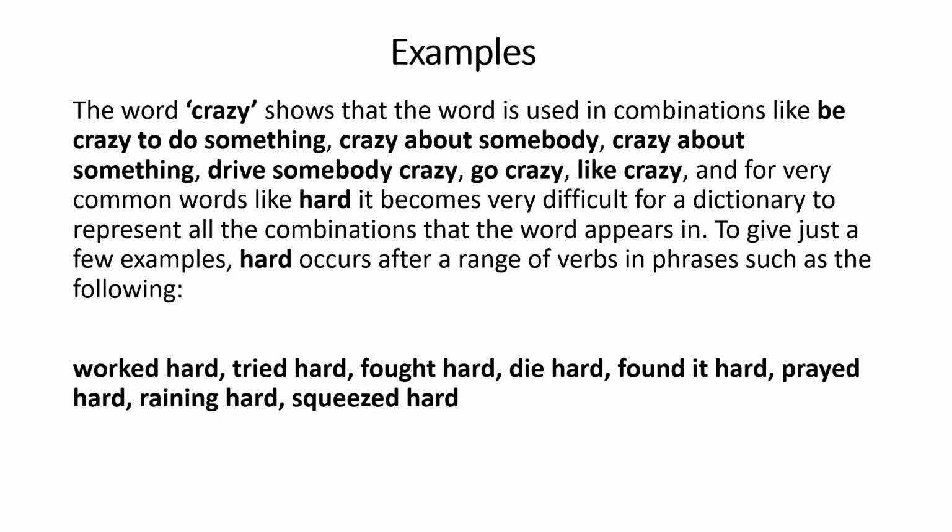You can see the examples. The word crazy shows that the word is used in combinations like be crazy to do something, crazy about somebody, crazy about something, drive somebody crazy, or go crazy, like crazy. That is just one word with multiple expressions, multiple usages, that we can see. And for very common words like hard, it becomes very difficult for a dictionary to represent all the combinations that the word appears in.